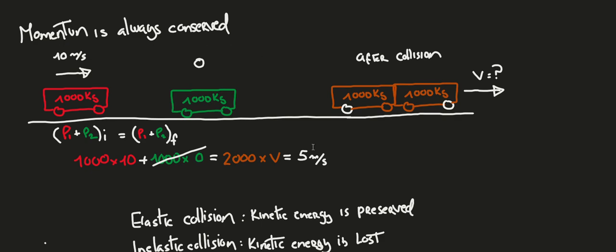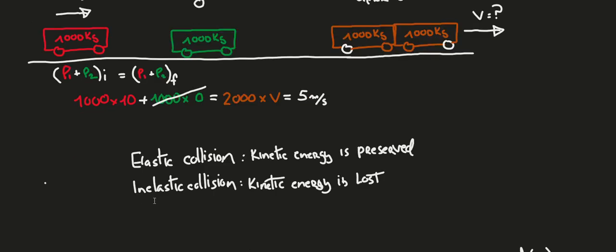Momentum is always conserved, but kinematic energy not necessarily. So in an elastic collision, the kinematic energy is preserved. In an inelastic collision, some of the kinematic energy is lost.